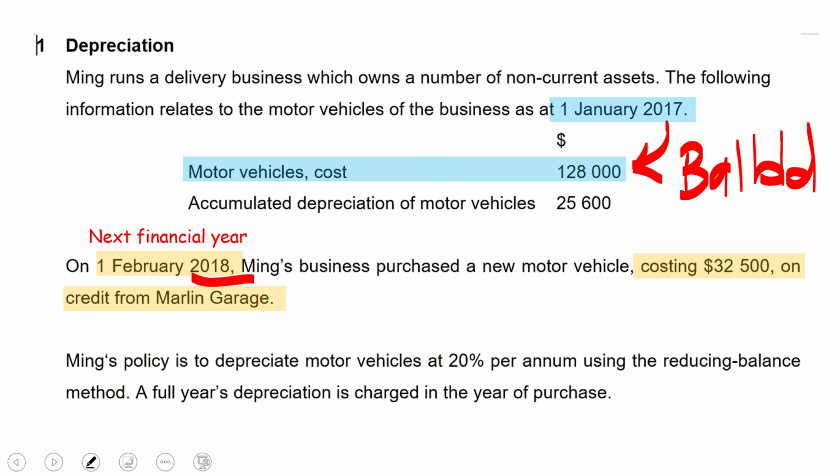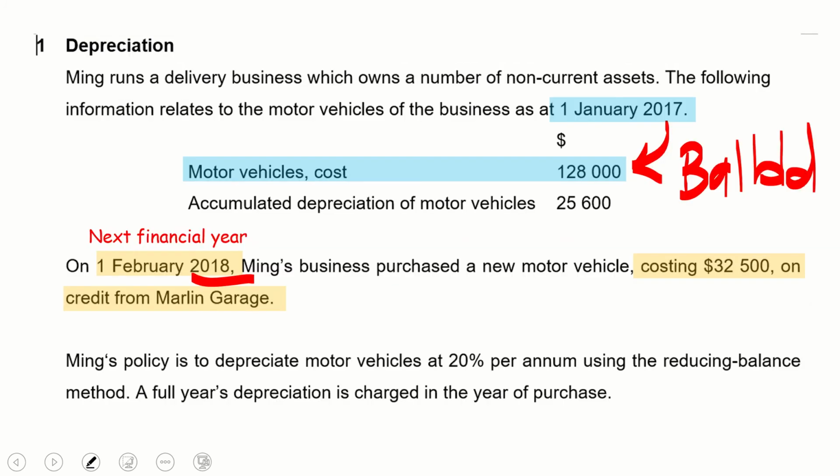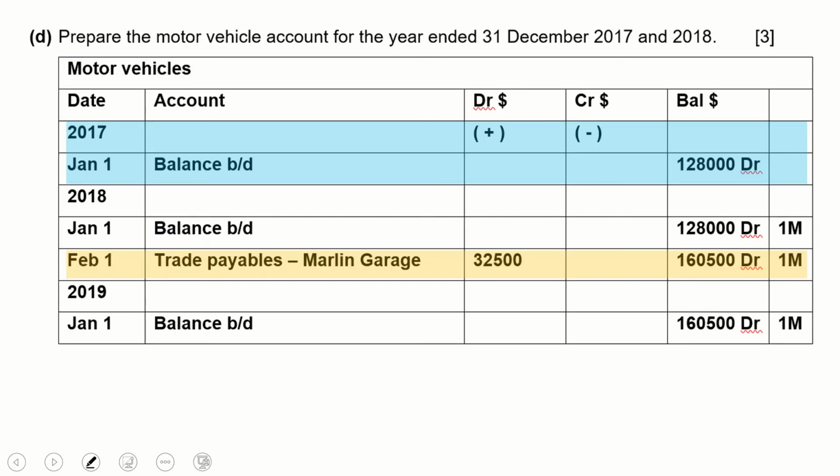So how do you show that in the ledger? Now, the motor vehicle account, the format is date, account, debit, credit, balance. So firstly, for the transaction in blue, the first balance brought down, we will show it as 2017, January 1st, balance brought down, 128,000 debit in the balance column. Now we have to remember that balance brought down is on the first day of the new year. So when you go into the next financial year, 2018, you will also have a balance brought down on January 1st.